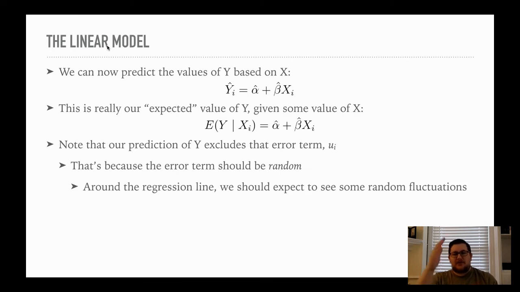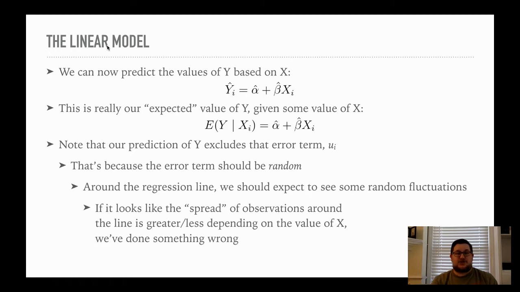Now, around the regression line, as I said, we should see some random fluctuations. If it looks like the spread of observations around the line is greater or less, depending on the value of X, so let's say it looks like a funnel or a cone going in one direction or in the opposite direction. Okay? If it looks like that, we've done something wrong. It means that our model doesn't properly fit the data. Okay? We'll talk about that later. All right, but for now, don't worry too much about that.